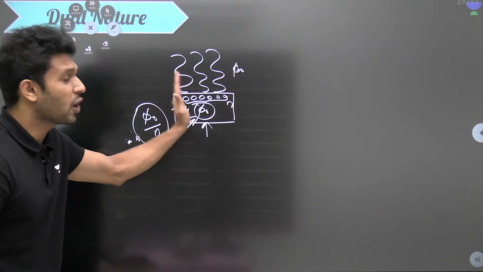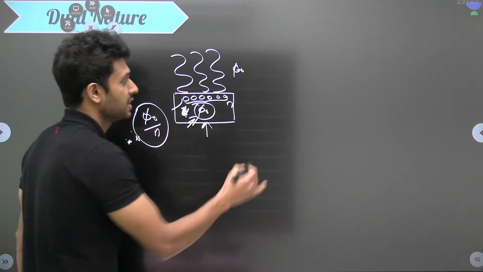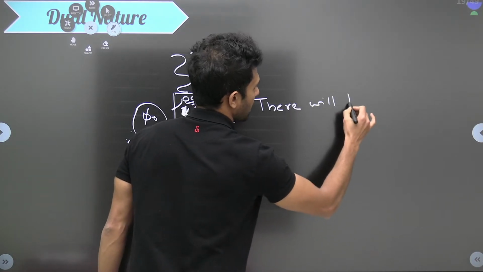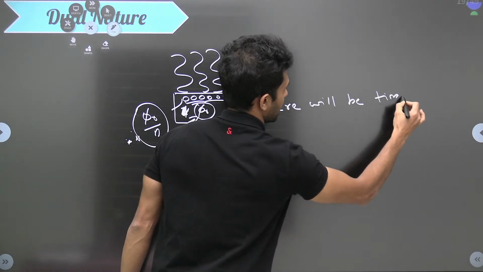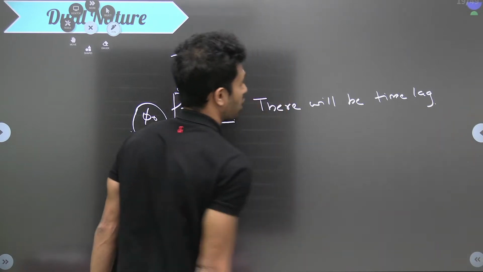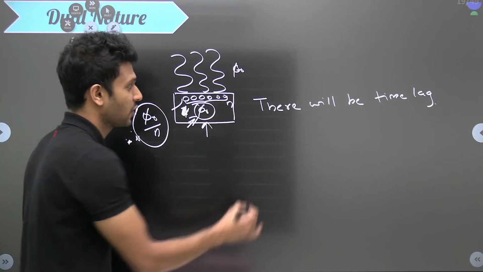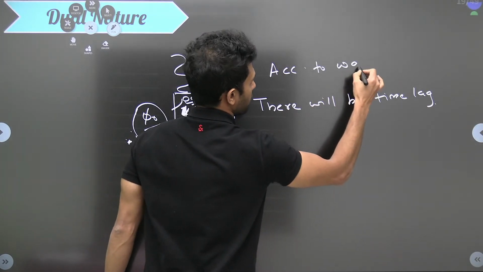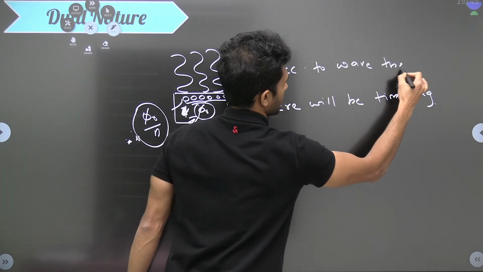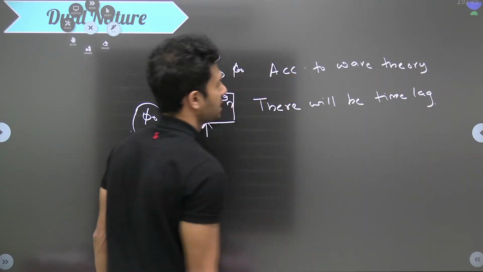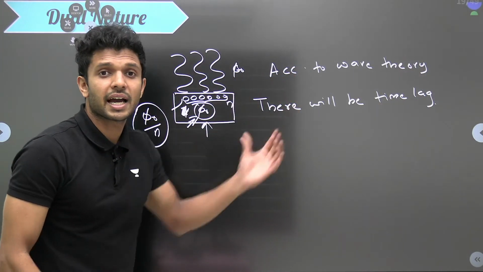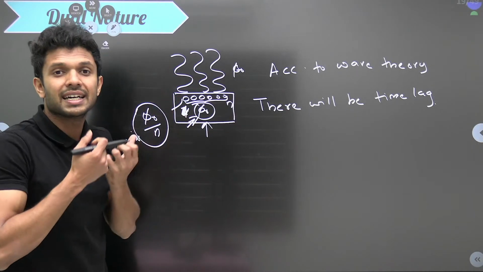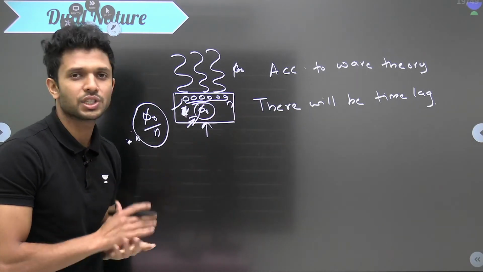Meaning, according to wave theory, there will be what? There will be time. According to wave theory, I'll write, according to wave theory, there will be a time lag because electrons are waiting for the entire energy to get received. So there will be a time lag.